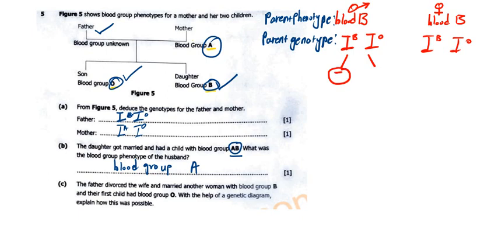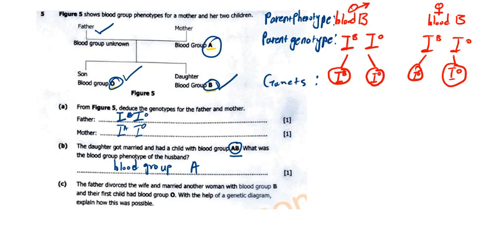So you just repeat whatever is on top there, but you have to put them in the circles. So you're going to have B, and also O there. So it is B O, B O. Now these are what we call gametes. So you say gametes, and then now you do your crossing.